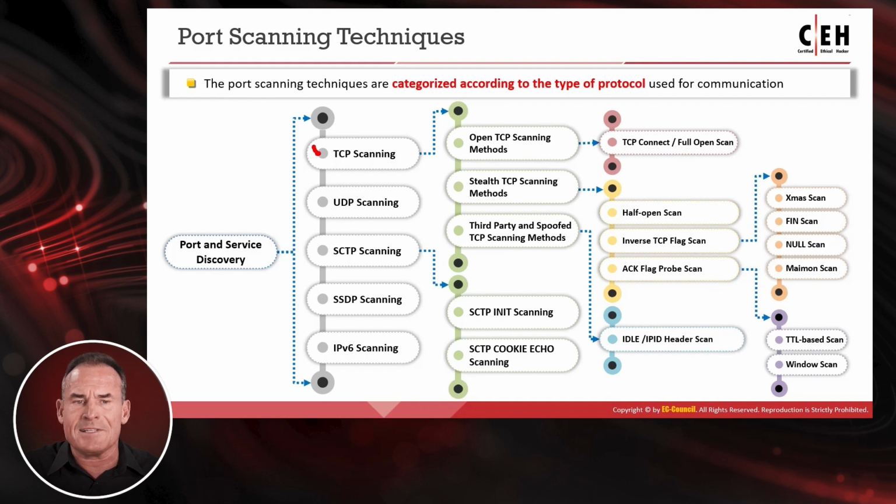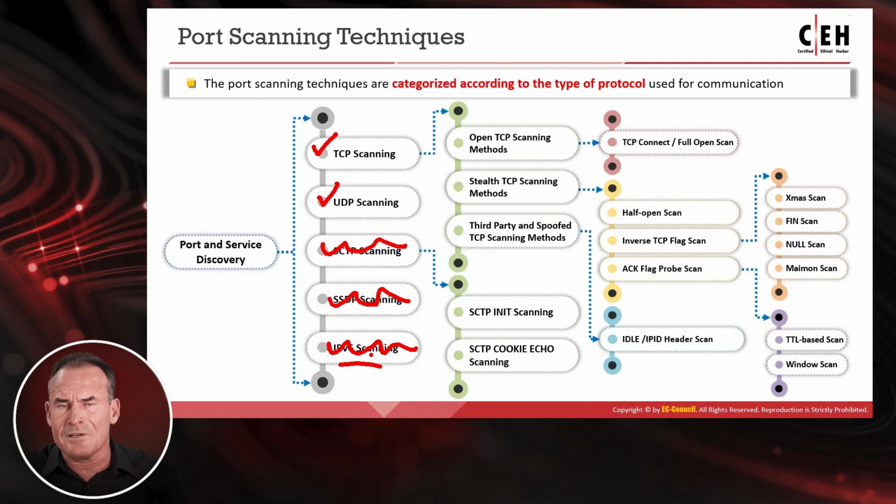All right, port and service discovery. We're going to focus on TCP and UDP. We're not going to worry about SCTP or SSDP or IPv6 right now. Now, I'll come back to IPv6 a little bit, but we see a lot of IPv4 in networks, even though IPv6 has been out for years. I got a little story about that. We're going to circle back to it.